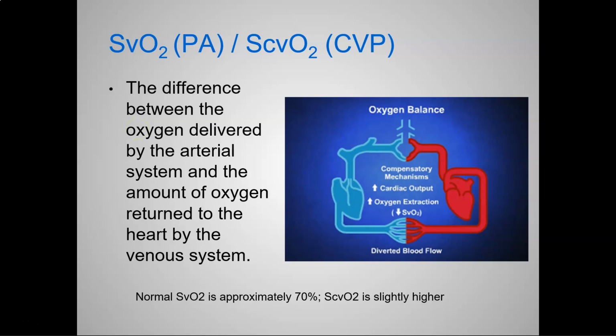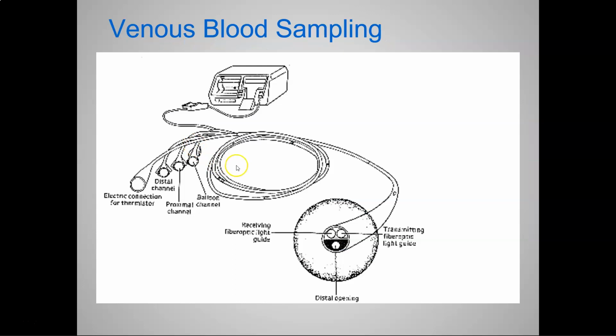You must know your normal SvO2 is about 70%. And your ScVO2 is typically going to be slightly higher, 75 to 80%, just a little bit. We do have the ability to take a venous blood sample.